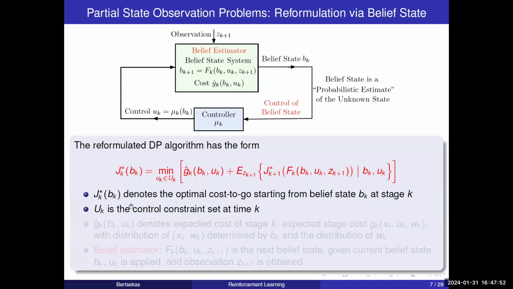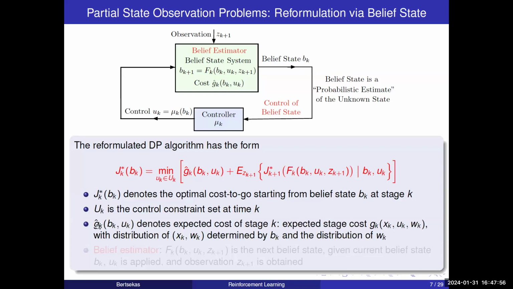Okay, but like I said, UK is the control constraint at time K. G hat K, this is the expected cost of stage K. It's the expected stage cost. This is the expression given for the original problem in terms of XK. Expected value of that with distribution of XK and UK determined by UK and the distribution of WK.